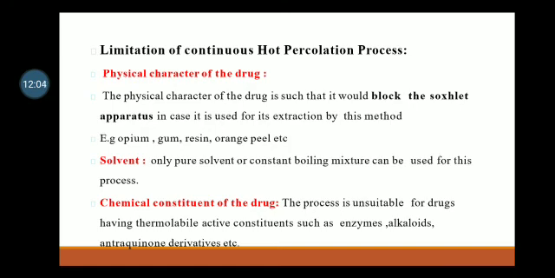Limitations of the continuous hot percolation process. Physical character of the drug: the physical character of the drug may be such that it would block the Soxhlet apparatus in case it is used for extraction by this method. For example, opium, gum, resin, orange peel, etc. Solvent: only pure solvent or constant boiling mixture can be used for this process. Then chemical constituent of the drug: the process is unsuitable for drugs having thermolabile active constituents such as enzymes, alkaloids, anthraquinone derivatives, etc.